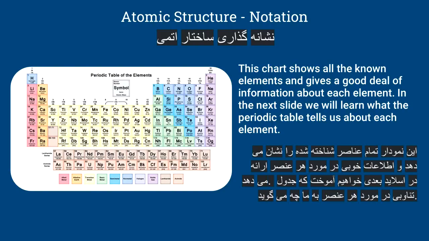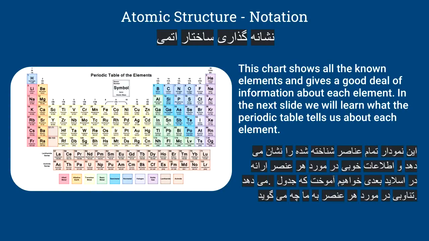Hi everyone, my name is Meg, and we are now going to talk about atomic notation. On this slide, the periodic table is shown on the left. The periodic table is a sort of map to all the elements known to man. The elements are organized by atomic number and other periodic trends.